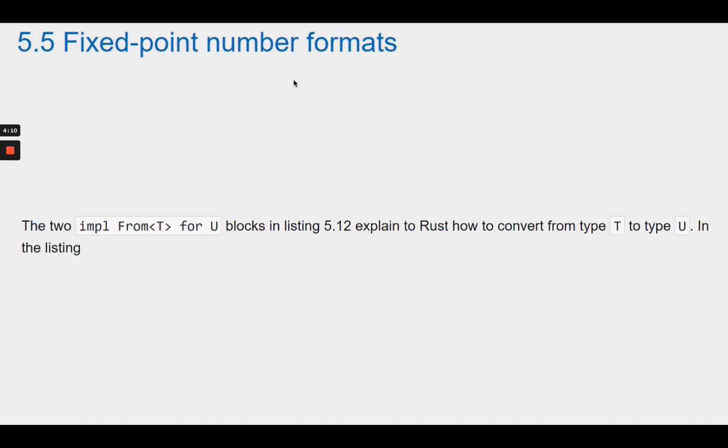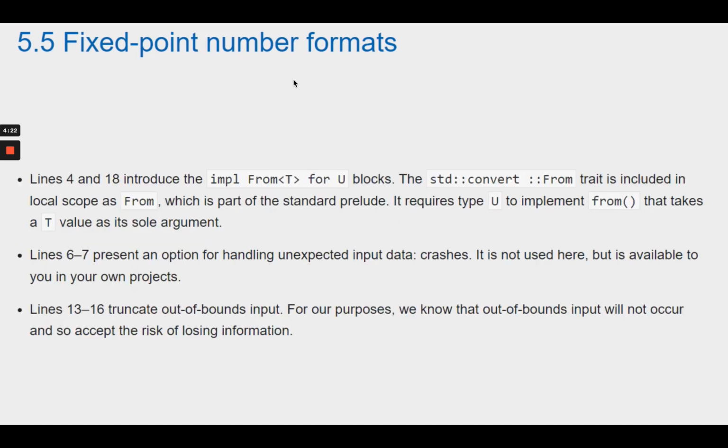The two impl From<T> for U blocks in listing 5.12 explain to Rust how to convert from type T to type U. In the listing, lines 4 through 18 introduce the impl From<T> for U blocks. The std::convert::From trait is included in local scope as From, which is part of the standard prelude. It requires type U to implement from() that takes a capital T value as its sole argument.